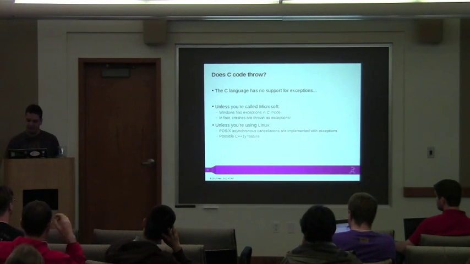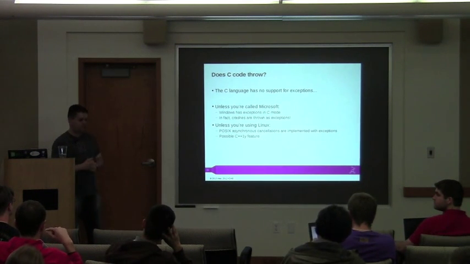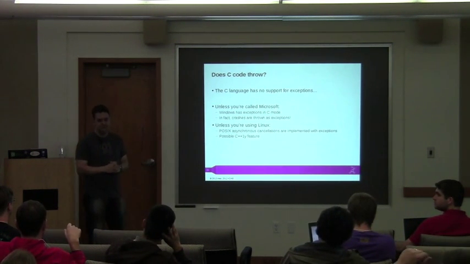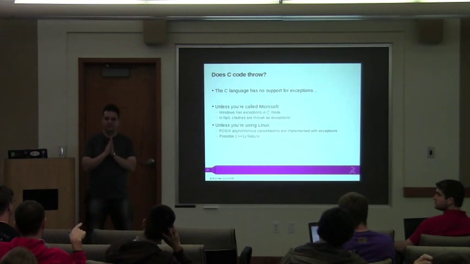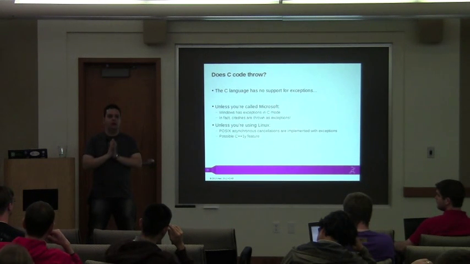It's not for the faint of heart. Yes? Just to see that I understand. So what you are saying is that if a C function is calling one of the POSIX functions, which is a cancellation point, then this function will automatically, by the compiler, be marked as that it can throw.